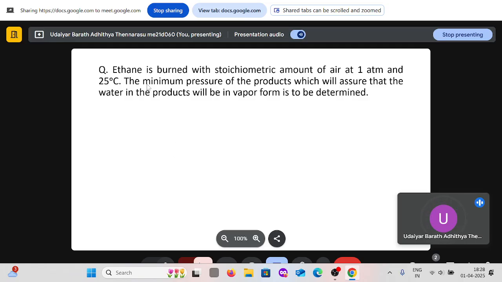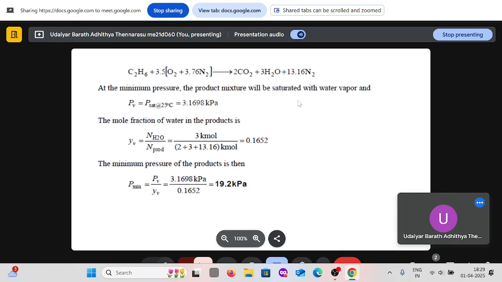So next, ethane is burnt with a stoichiometric amount of air at 1 atmosphere and 25 degrees Celsius. The minimum pressure of the products which will assure that the water in the products will be in vapor form is to be determined. So we need to find out the pressure at which the water will not condense. We will have a similar expression, just like the previous problem.